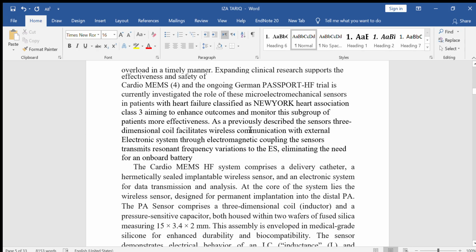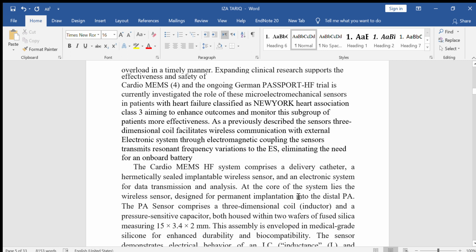effectively. As previously described, the sensor's three-dimensional coil facilitates wireless communication with an external electronic system through electromagnetic coupling. The sensor transmits resonance frequency variations, eliminating the need for an onboard battery. The cardio microelectromechanical system for heart failure comprises a delivery catheter, hermetically sealed implantable wireless sensors, and an electronic system for data transmission and analysis.